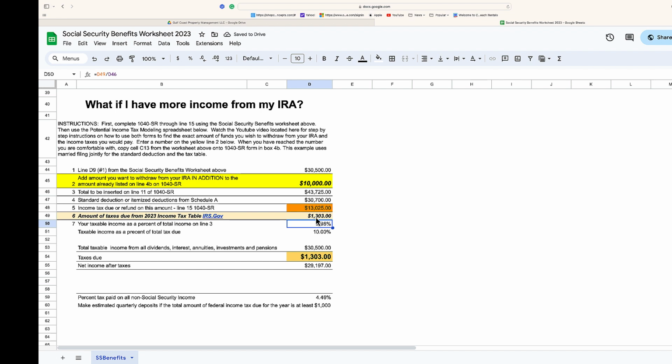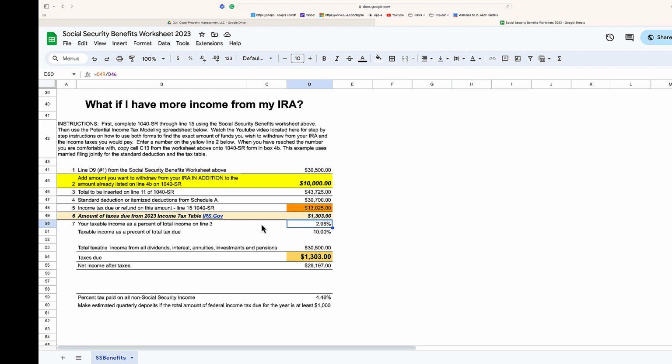That is the tax that you're going to have to pay, and it comes out to 2.98% of the total income, which is right here. This is your total income right here. So you're paying taxes on 2.98%. The taxable income as a percentage of the total tax due is 10%. So you're basically in the 10% tax bracket. So you have managed to take out more money and pay only a portion of that money.